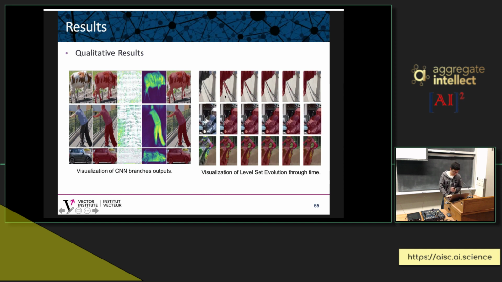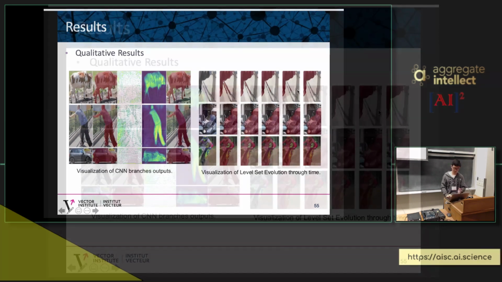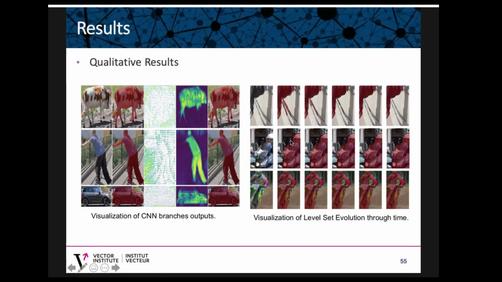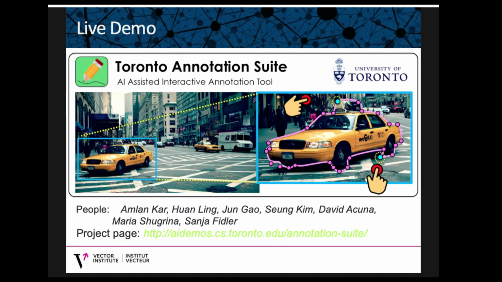For example, here you can see some noise, and by evolving the initial curve, it can just remove the noise. And you can see around the helmet it also has some noise, and with level set evolution, you can just remove it. So that's my part. Maybe you can see some demo by Juan.